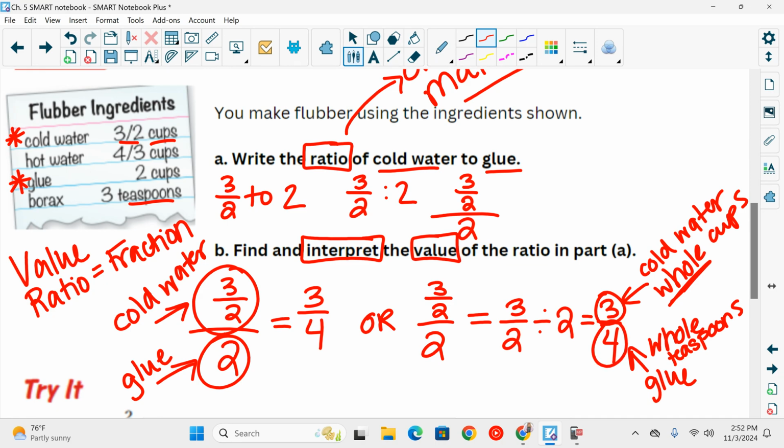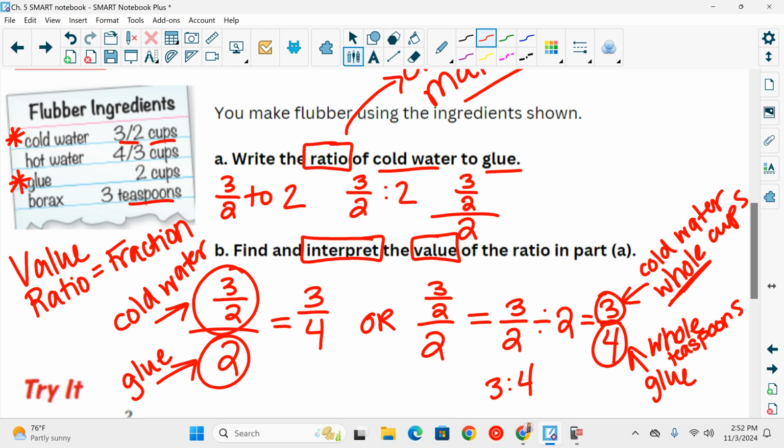You could almost rewrite it as this. And they're all going to be equivalent. They're all going to be the same thing. And we're going to talk about equivalent ratios later on, but this is the value. The value is 3/4, meaning that 3 whole cups of cold water and 4 whole cups of glue is what is needed. Okay? All right. Does that make sense? Kind of? Clear as mud, maybe? Okay, we're going to practice more of that.